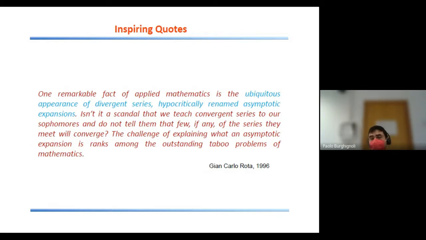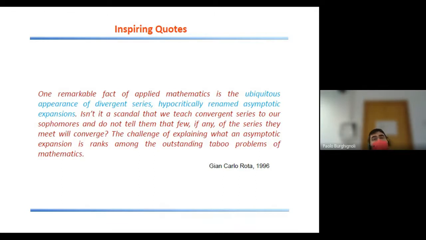Carlo Rora was addressing some colleagues in a conference of mathematicians, and he said that one remarkable fact of applied mathematics is the ubiquitous appearance of the divergent series. So divergent series are not the exception, they are rather the rule. However, they are hypocritically renamed asymptotic expansions. And he went on saying, isn't it a scandal that we teach convergent series to our sophomores?